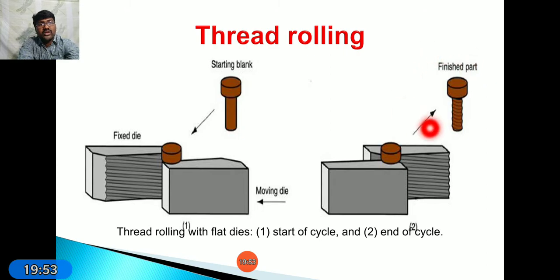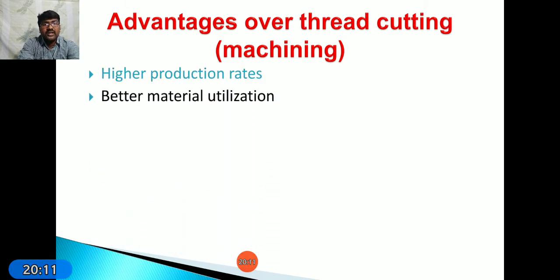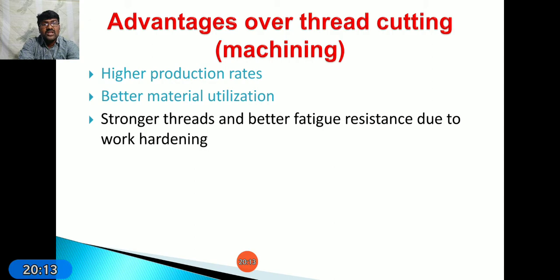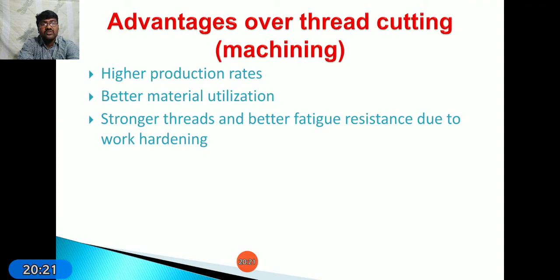Okay, next, coming to the advantages over thread cutting. Higher production rate, because in the normal machining process it takes more time to prepare the thread. Next, better material utilization, stronger threads, and better fatigue resistance due to the work hardening. Okay, these are the advantages over thread cutting.